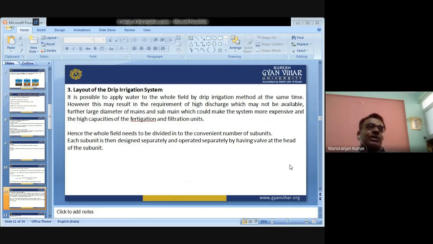Hence, the whole field needs to be divided into a convenient number of subunits. Each subunit is then designed separately and operated separately by having a valve at the head of the subunit. In each subunit, we will keep one valve separately, so that when one is in operating condition, the other subunits are not affected.